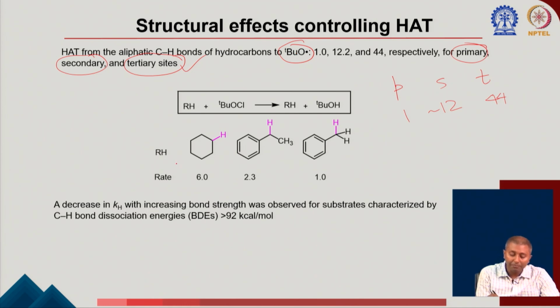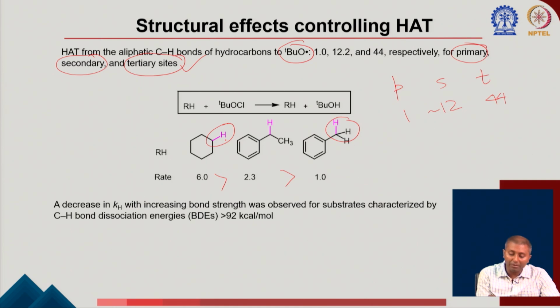And again, a very similar type of example here. What is happening? You can see here you have cyclohexyl, then you have a benzylic, and you have a toluene CH. Again, you can see the rate is higher here compared to these two. If you have a more stabilized radical, you also have to understand the bond dissociation energy, and at the same time what type of radical is forming at the end.